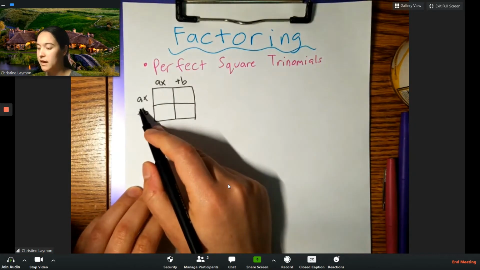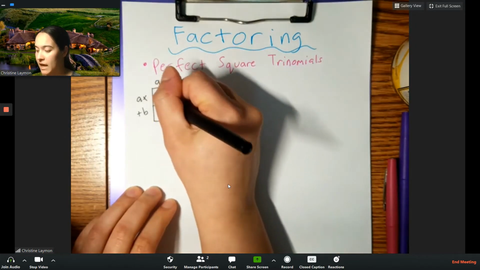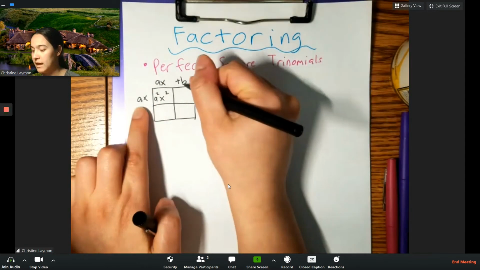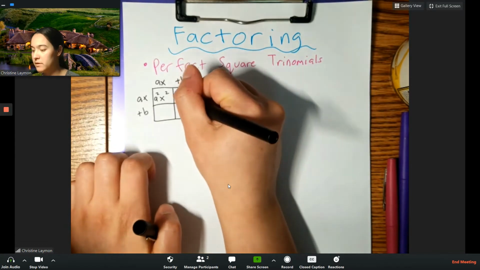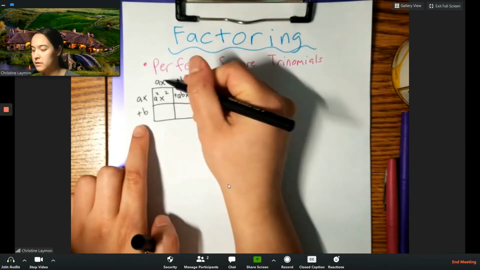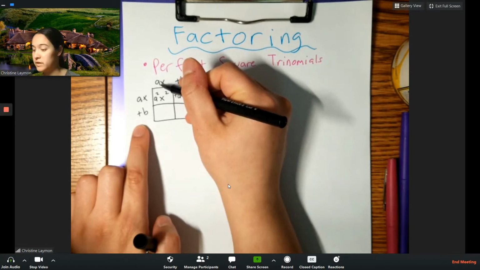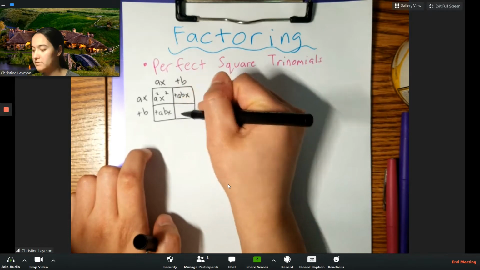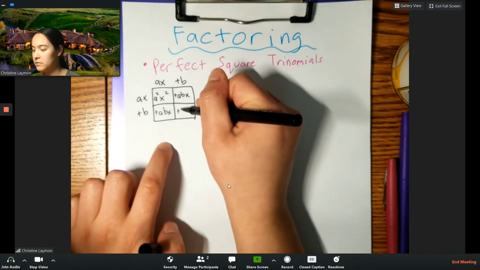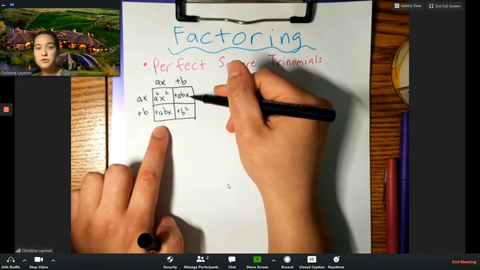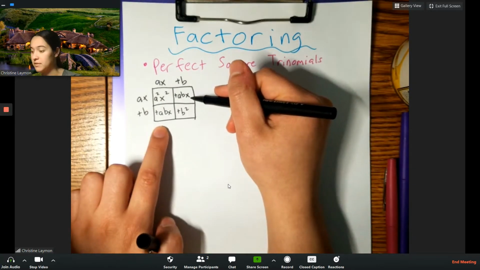Ax times ax is a squared x squared. Ax times b is plus abx. Ax times b is again plus abx. And finally, plus b squared. Notice that these two boxes are the exact same thing.